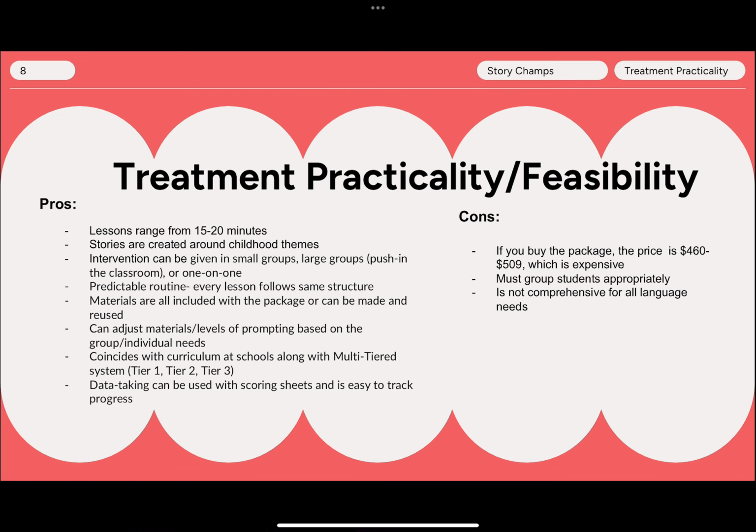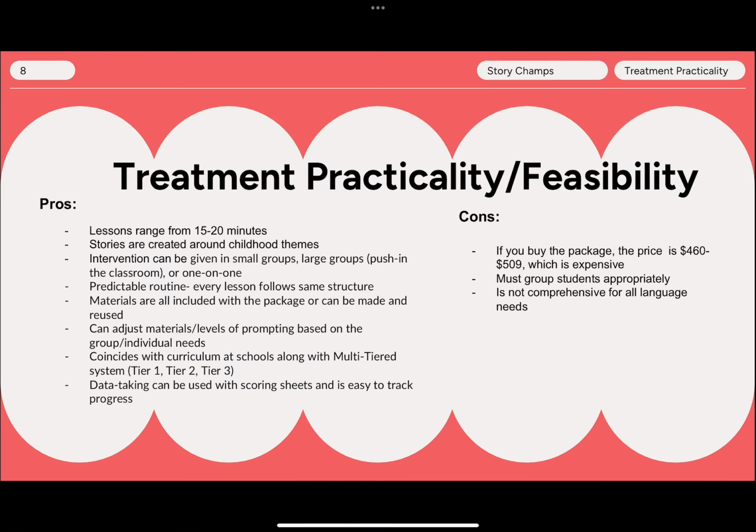Going into the practicality and the feasibility of Story Champs, I listed the pros and cons, thinking more of the school mindset, but this can also be applicable to outpatient or private practice, or any of the other settings. So pros are the lessons range from 15 to 20 minutes, so shorter time. Stories are created around childhood themes, so the buy-in is a lot better. Intervention can be given in small groups, large groups, so the whole class, or one-on-one. It's a very predictable routine, so students are able to follow the structure and know what's going to come next. Materials are all included with the package or can be made and reused.